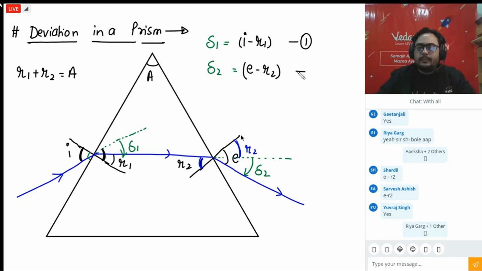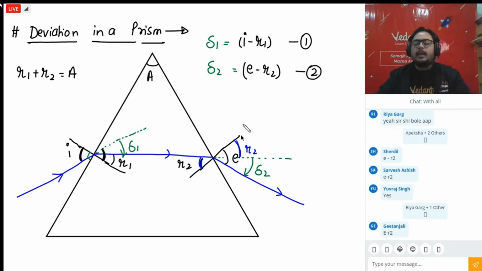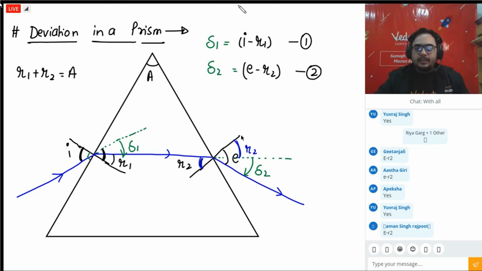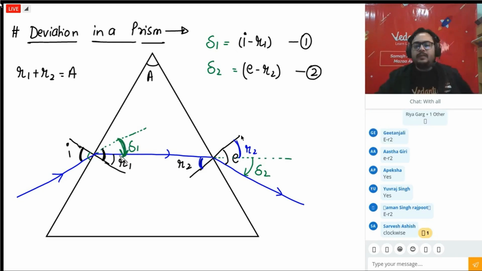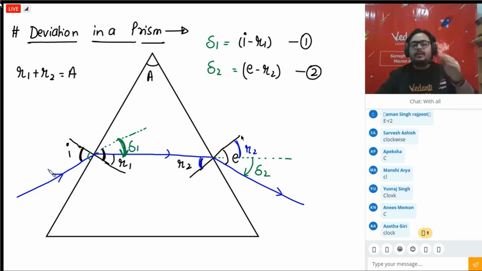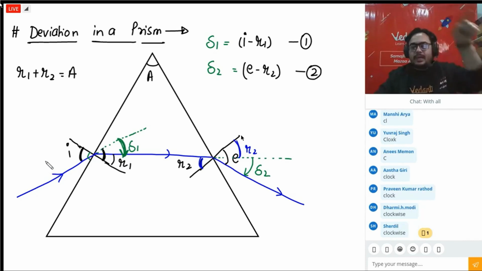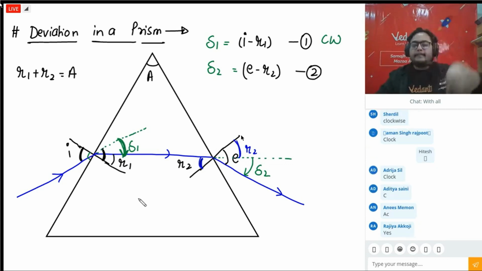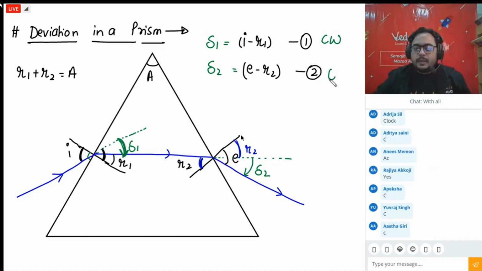Now tell me the direction of deviation. What is the direction of deviation at the first surface? Clockwise or anti-clockwise? Very good, Sarvesh. It is clockwise, like the clock. So clockwise. And on the second surface, again clockwise. So what is the total deviation?